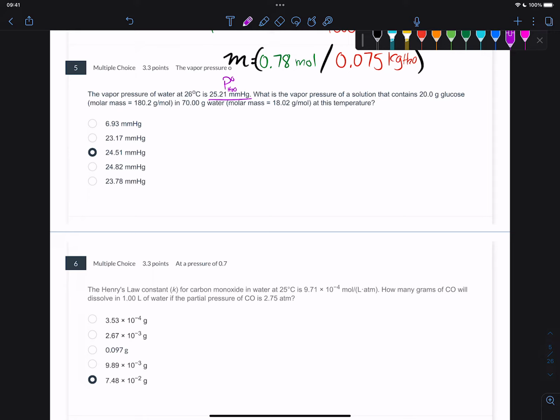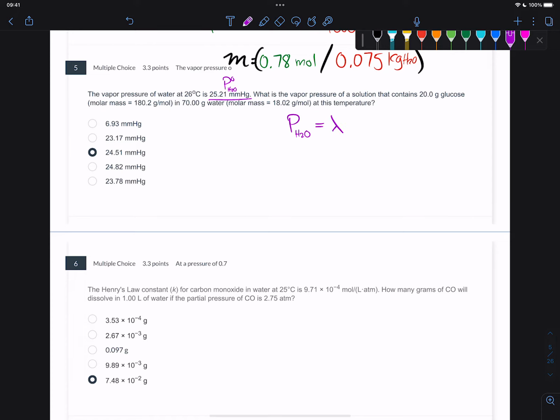But because we're dissolving something in this water, the vapor pressure is going to decrease because it's going to make it a little harder for those water molecules to escape into the gas phase. So the vapor pressure of the gas above the water in the solution will go down. So this equation is going to be the one you're going to reference. That is going to be the pressure or the vapor pressure of the water.